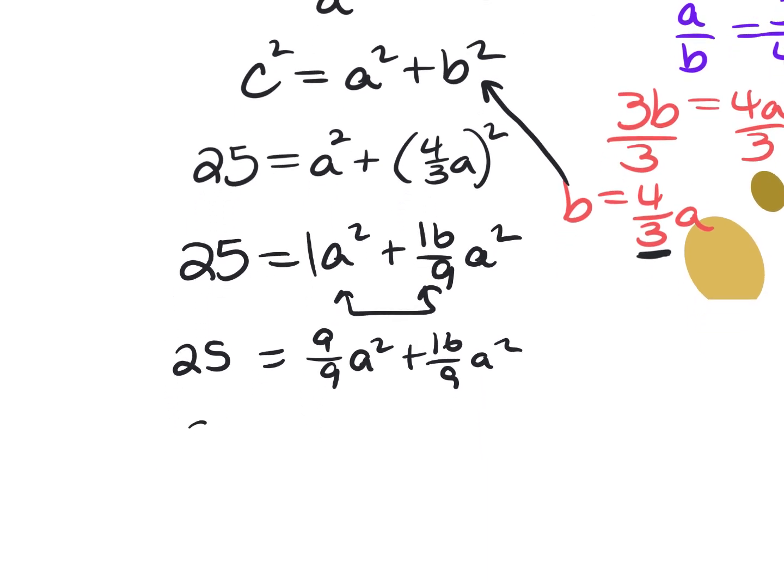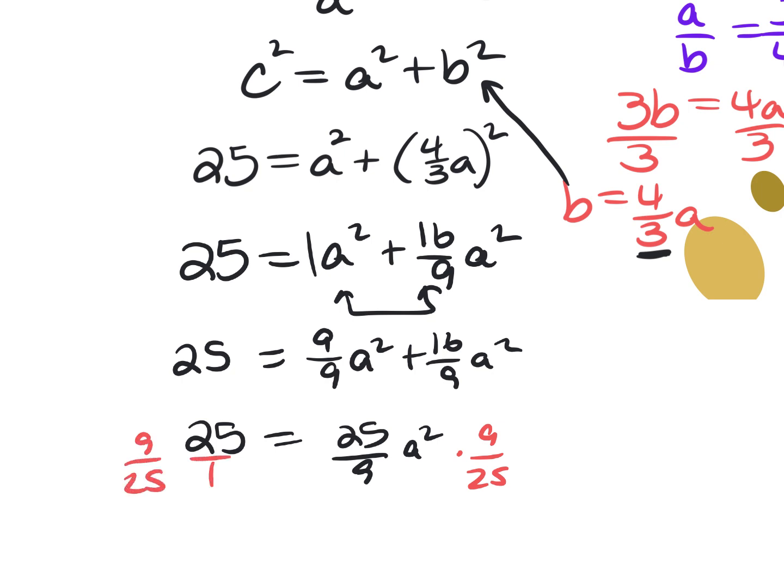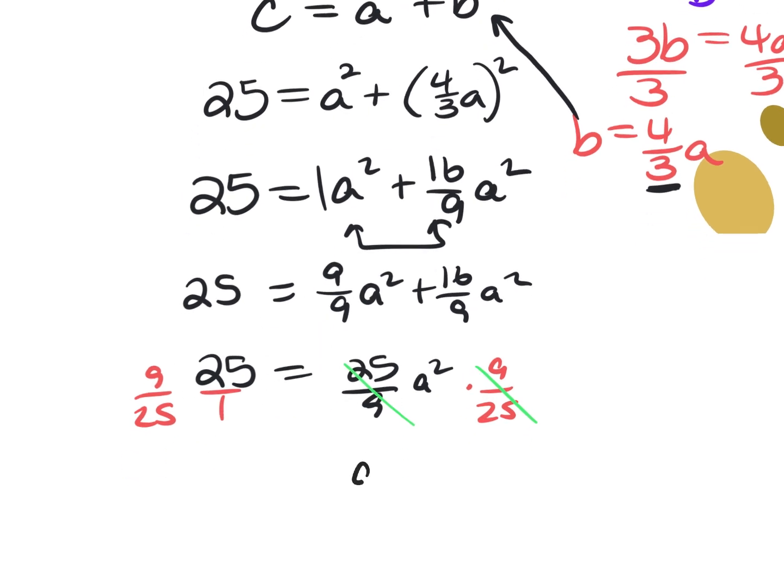I'm going to add that, and I get 25/9 a squared. I need to isolate a squared, so I'm dividing by 25/9, which is really multiplying by the reciprocal. Notice the 25 simplifies, and I just end up with a squared over here. This also simplifies, and a squared equals 9.